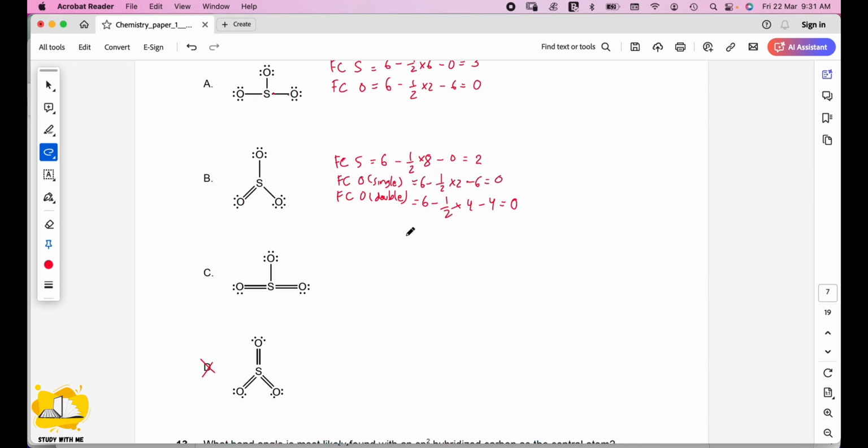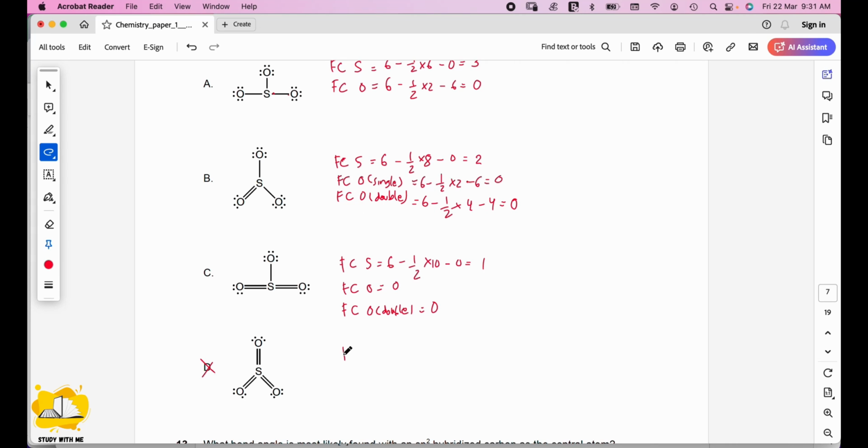And for C, sulfur, it will be 6 minus half times 10, 1, 2, 3, 4, 5, 6, 7, 8, 9, 10, minus no non-bonding electrons, so again that would be 1. For the single O it will be the same as before, so 0, and for the double bond oxygen it is also the same, so it will be 0.